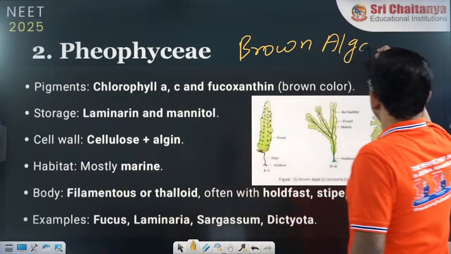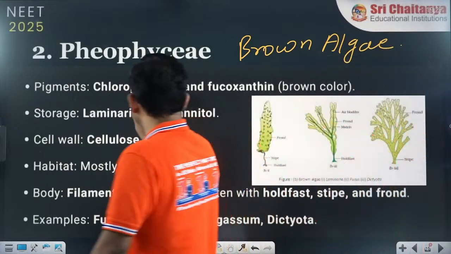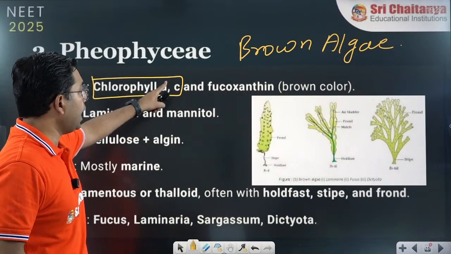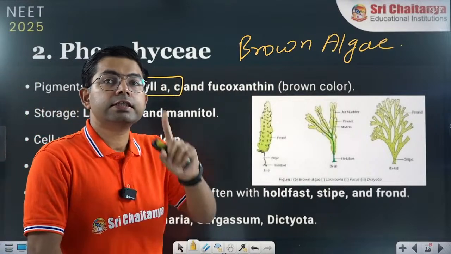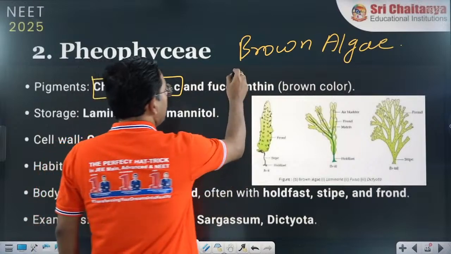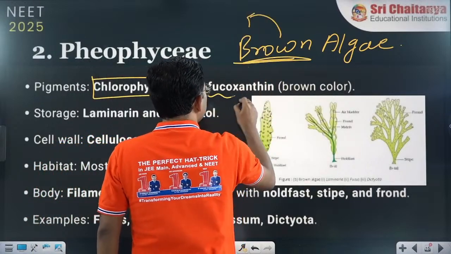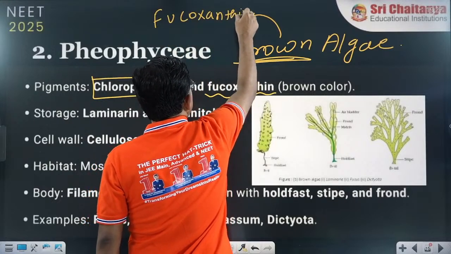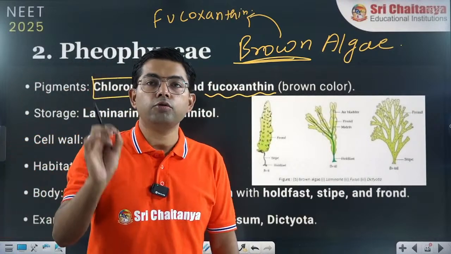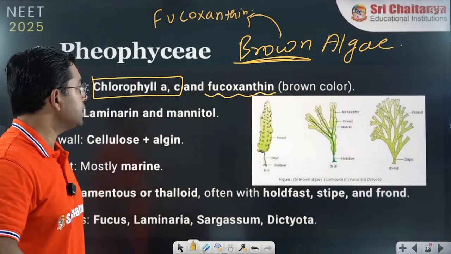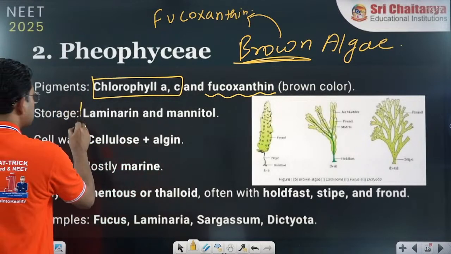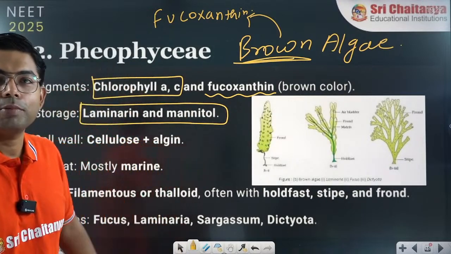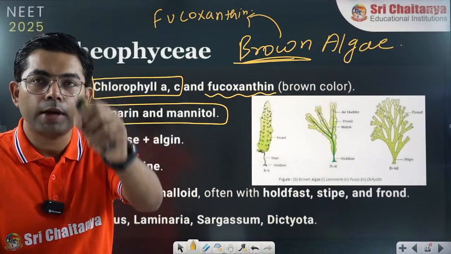Next one is the brown algae. Brown algae will have pigment, see here, now the pigment has changed. In Chlorophyceae it was chlorophyll A and B, here it is chlorophyll A and C. And it is called brown. Why is it brown? It is brown because of fucoxanthin. Remember this, a question is asked: brown algae is brown because of fucoxanthin. Then stored food, see, laminarin and mannitol. In green algae it was starch. In brown algae it is laminarin and mannitol.